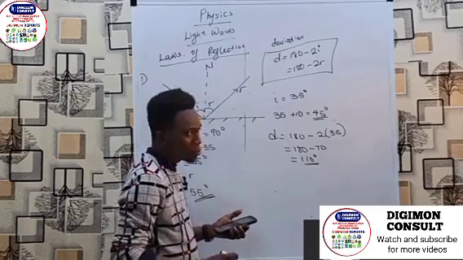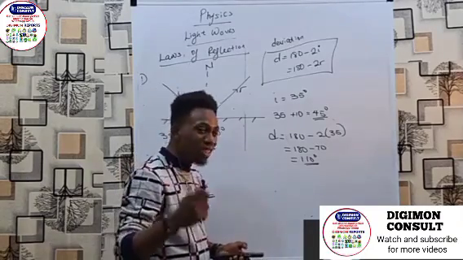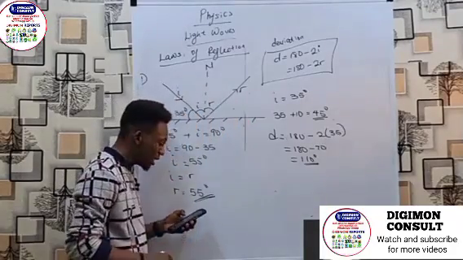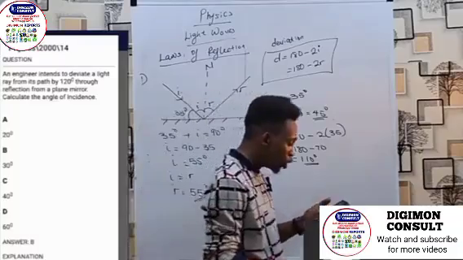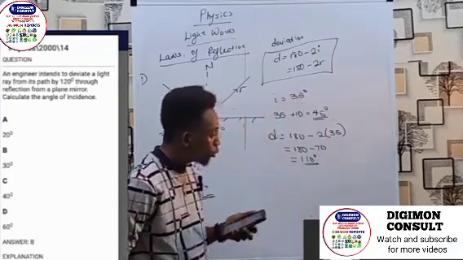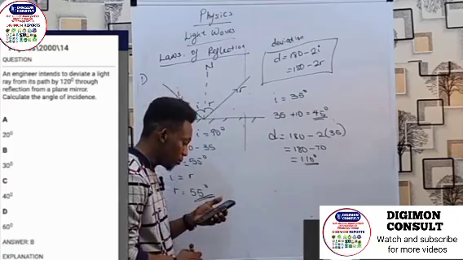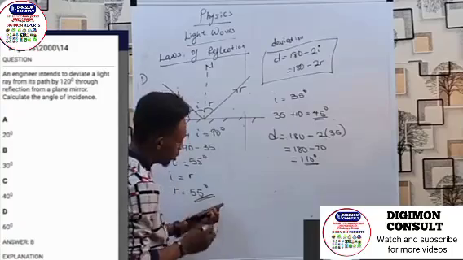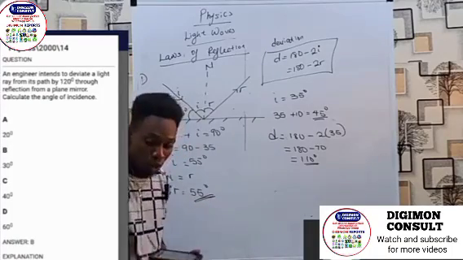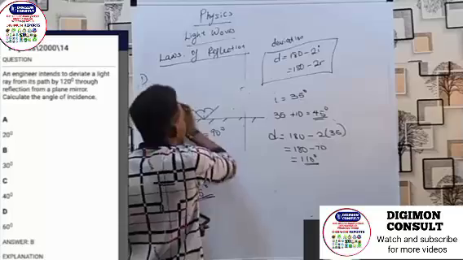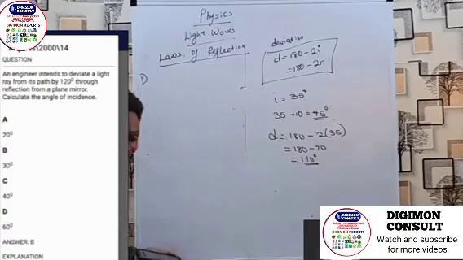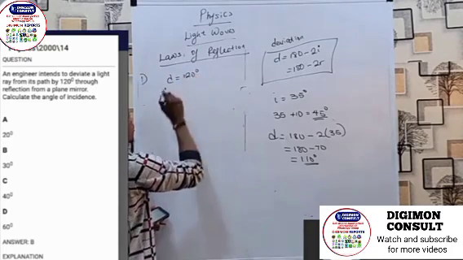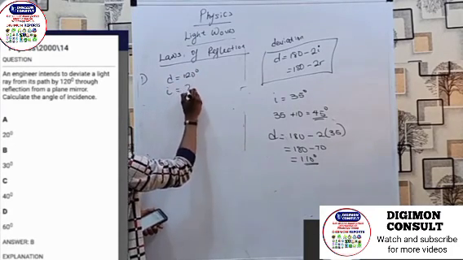Now, let's take one more question just to make sure this is really grounded in. Our question now is from 2000, question number 14. This question is, an engineer intends to deviate a light ray from its path at 120 degrees. Calculate the angle of incidence. In this case, we are being told that we intend to create a deviation of 120. And we want to find the incident angle that will be necessary for this deviation.